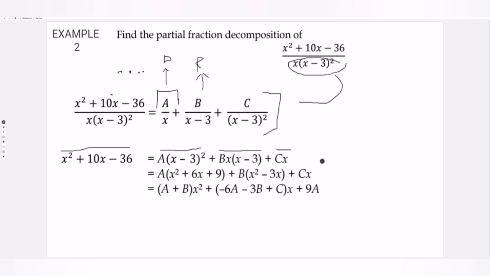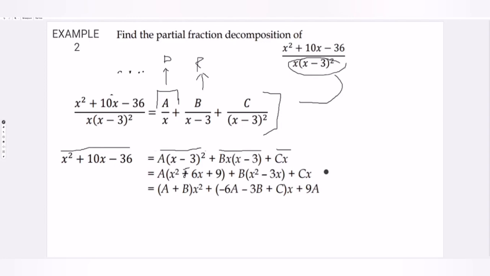So again, a times x squared. This is not plus, so this is minus. The expanded form for (x minus 3) squared is x squared minus 6x plus 9. So take note of that. And then plus b, so x times x is x squared, x times negative 3 is negative 3x.